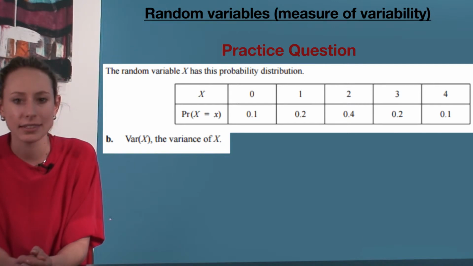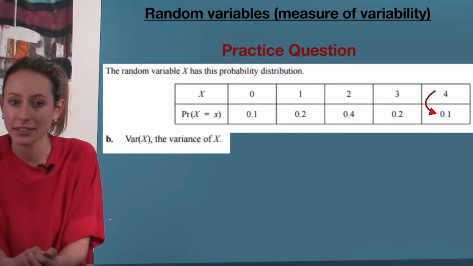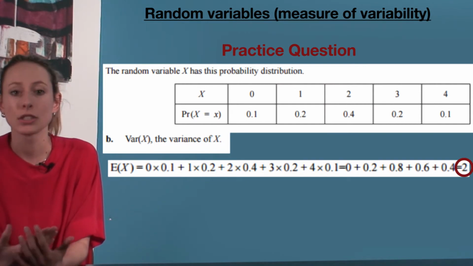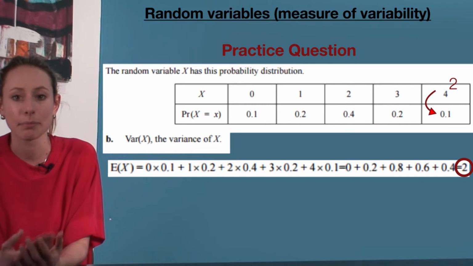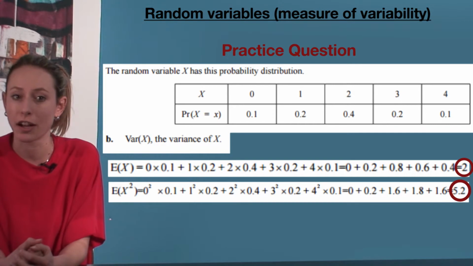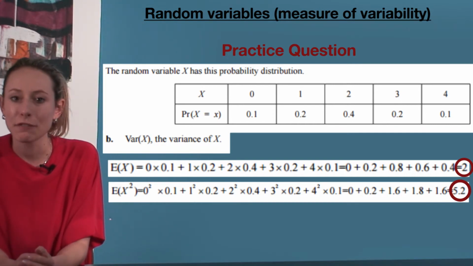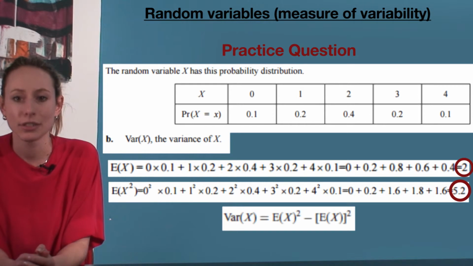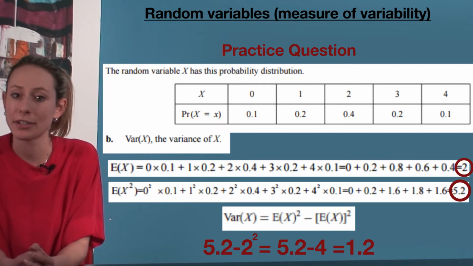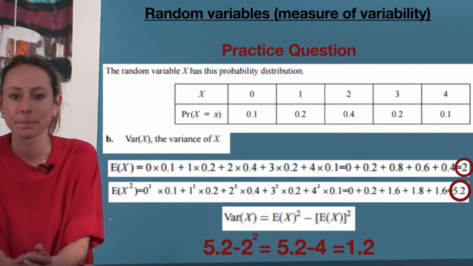To find the variance of x, we need to find the expected value, and we can do that by multiplying each value of x by its probability and then adding up all the products. This will give us a value of 2. We then square all the x values and multiply them by their probabilities. Again, we add up all the products and it will give us a value of 5.2. Finally, we can find the variance by taking away the square of the expected value from the expected value of x squared. Therefore, it is 5.2 take away 2 squared, which is 1.2.